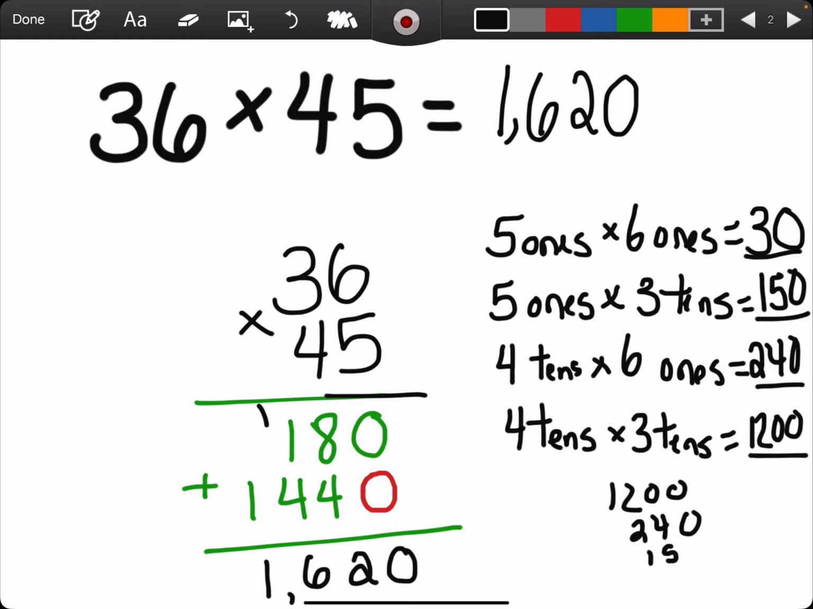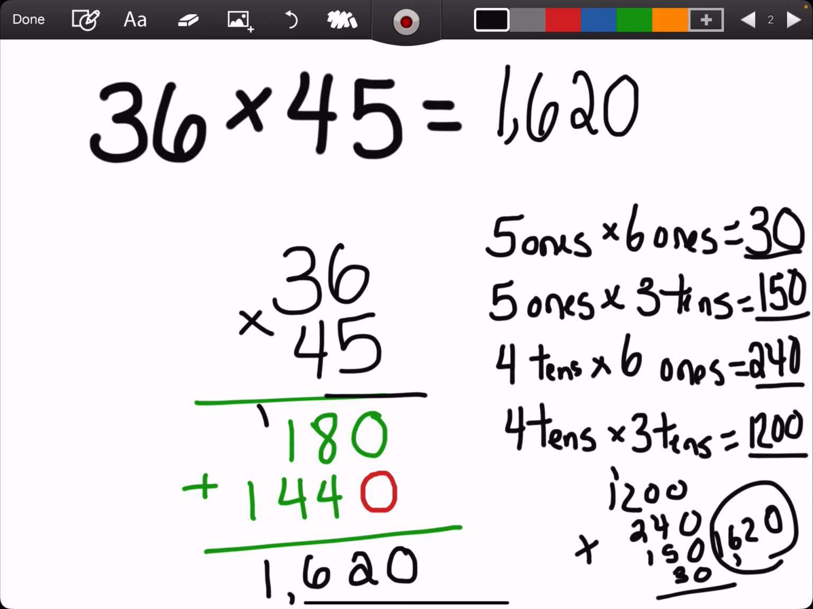240, 150, and 30. Add up my whole right column is 0, and then 4 plus 5 is 9. 9 plus 3 is 12. Carry the 1. 1 and 2 is 3, and 2 is 5, and 1 is 6. And then we just had 1. 1,620. That's how the book is showing standard algorithm.